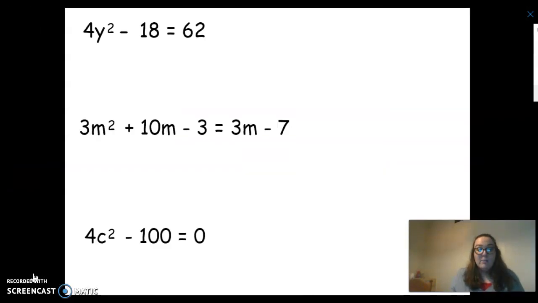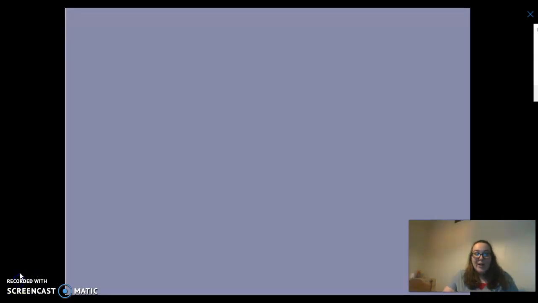What I'm going to do on this next page is show you some examples. I want you to look at them and pause, and I want you to decide whether you would solve them by factoring or by the square root method just by looking at them. Alright, I covered them up for a reason here. So let's look at them.